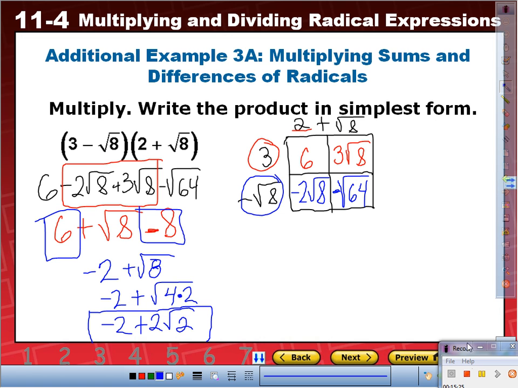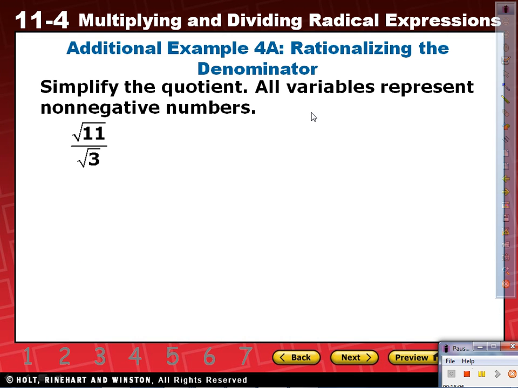So check this out. Let's go to division. Copy this next one down. Example 4A says simplify the quotient. That's what you write. Simplify the quotient and write square root of 11 over square root of 3. So notice we already did multiplication. Now we're moving to the division.